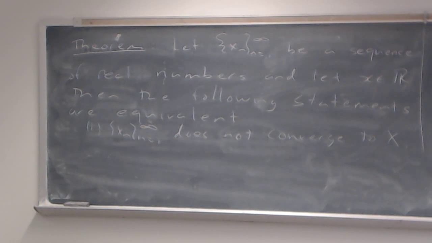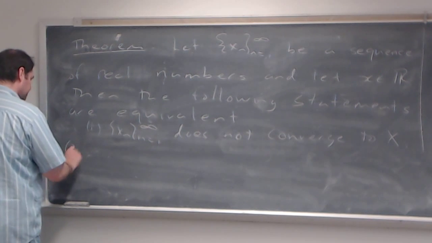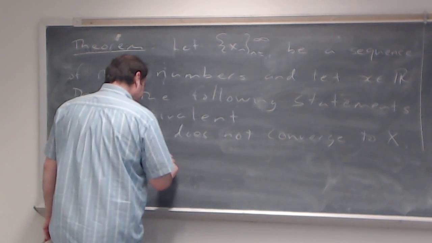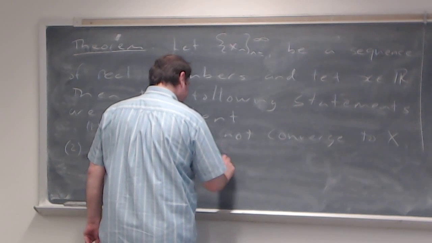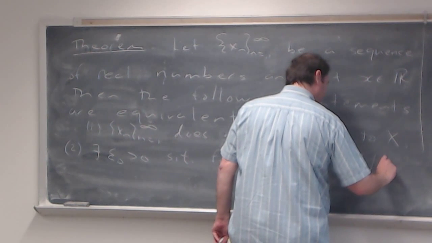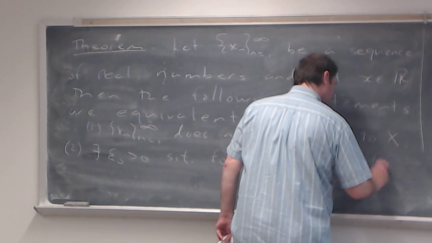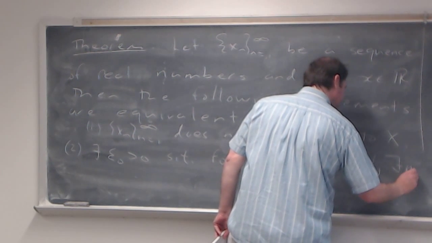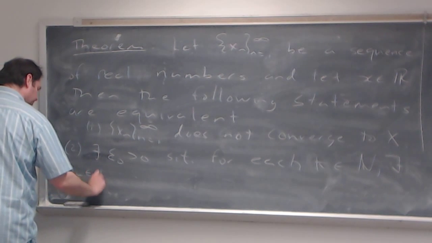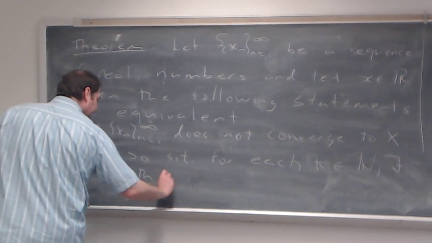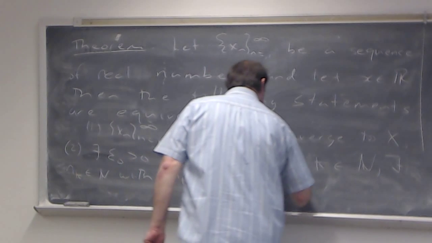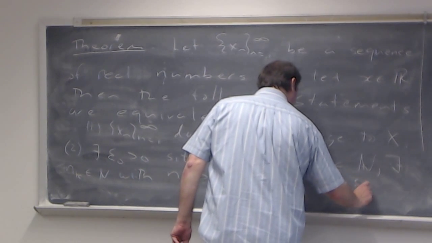What's that the same thing as? It's the same thing as, two, that there exists a positive number, we're going to call it epsilon naught, such that for each k element of the natural numbers, there exists an n sub k. Let me write it down. N sub k, that's an element of the natural numbers, with n sub k being bigger than or equal to k. And the absolute value of x of n sub k minus x is going to be greater than or equal to epsilon naught.